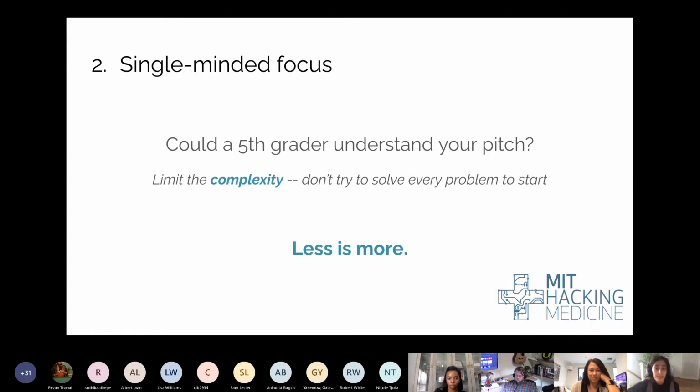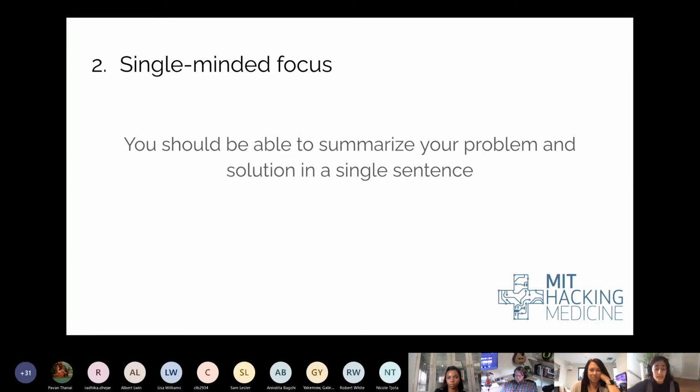So less is more. Building off of that, as I mentioned, you should be able to summarize your problem and solution within a single sentence. So one sentence for your problem, and then one sentence for your solution. This is very important, once again, to be able to communicate what exactly it is that you are trying to solve and how exactly you're trying to solve it in a way that, if someone only has about 10 seconds in their day to listen to you, you can grab their attention right away.